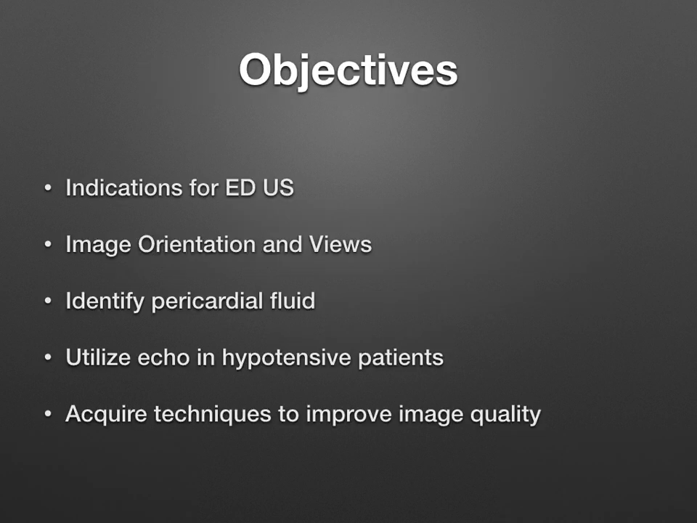The objectives of this talk are to discuss the indications for emergency department ultrasound, to review the image orientation and views of point-of-care ultrasound of the heart, learn how to identify pericardial fluid and differentiate that from pleural fluid. And we're going to talk a little bit about using echo in the undifferentiated hypotensive patient. And as we go through, we'll talk about techniques to improve image quality and overcome some of the barriers.